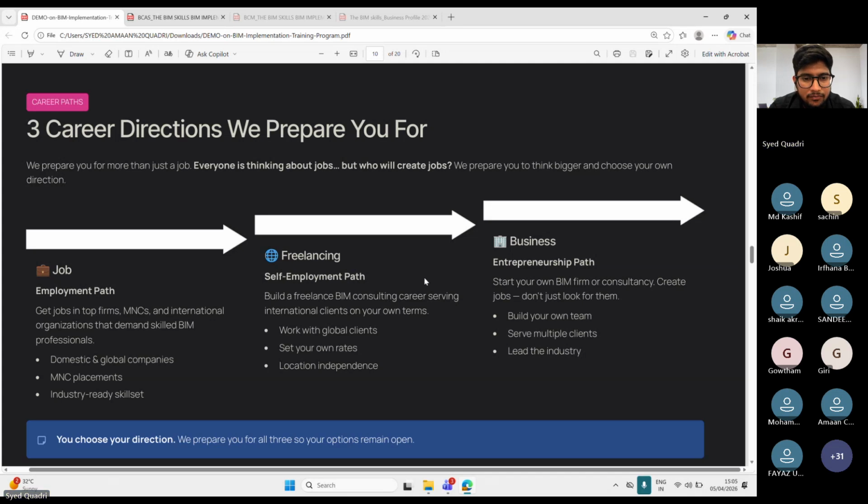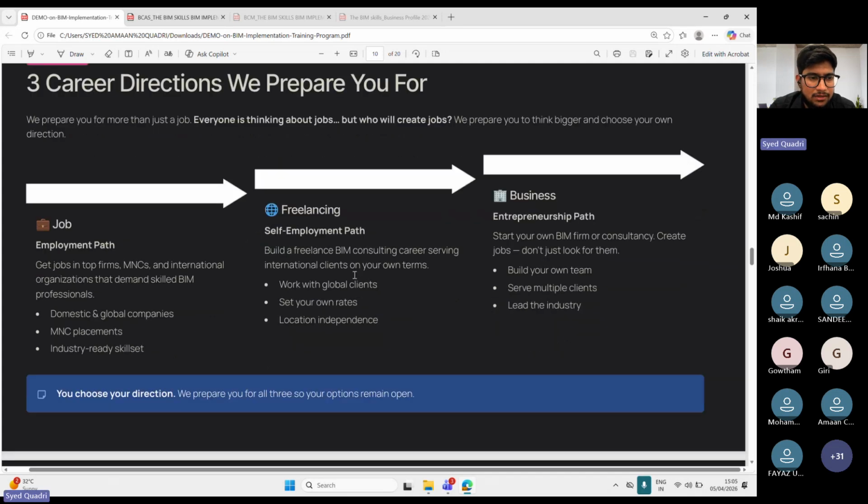It's up to you. Recently we already saw many candidates getting jobs in top firms, MNCs, and in different countries, domestic or global companies. I saw some candidates doing freelancing also. Along with your full-time job, if you're confident in the skills, you will be able to start freelancing. We saw some candidates who trained previously doing freelancing work.